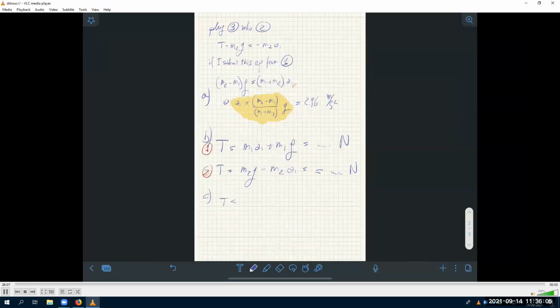So part C is basically asking you, is T greater or smaller than M1G? And is T greater or smaller than M2G? You can answer this question by checking how much is T and how much is MG. Of course, you can see that T is greater than M1G because there is this thing added on top of it. And T is smaller than M2G because it's M2G minus this. Very easy, without even using numbers. But you are encouraged to use numbers at the end, also because at the exam, that's what you're going to do anyway.